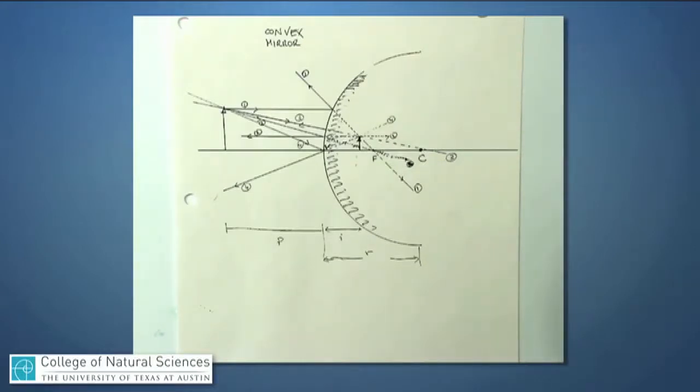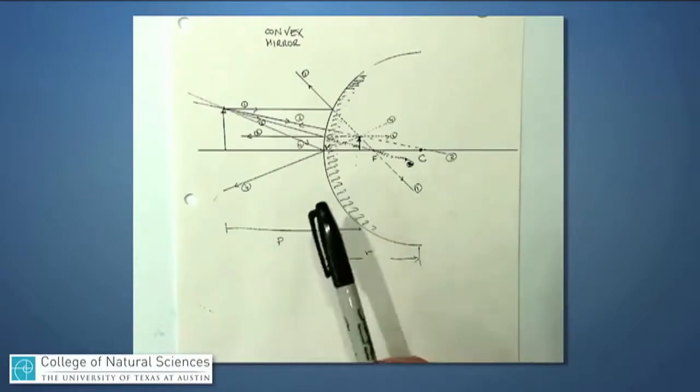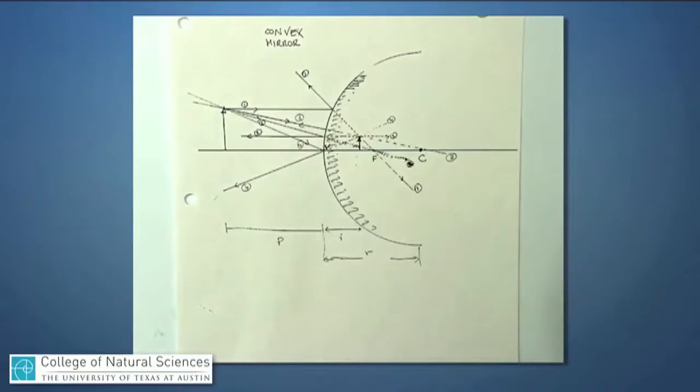Notice that that arrow is also smaller than the original object, so this is going to be an object that's demagnified. In this case, the arrow is pointing upright, so it's not an inverted image, we call it an upright image. And notice that the image is over on the virtual side of the mirror. It's over to the right-hand side of the mirror, so the image distance will be a negative number because it's a virtual image.